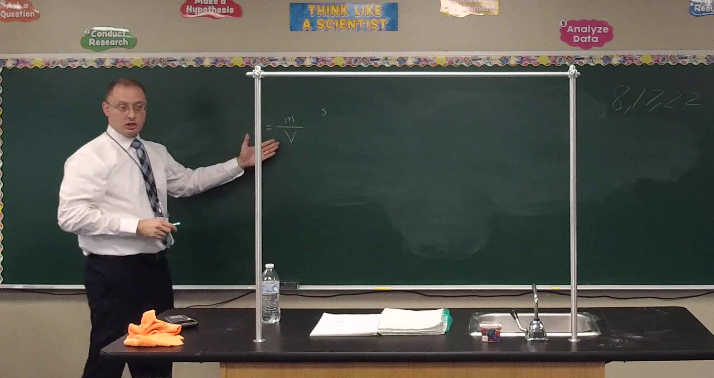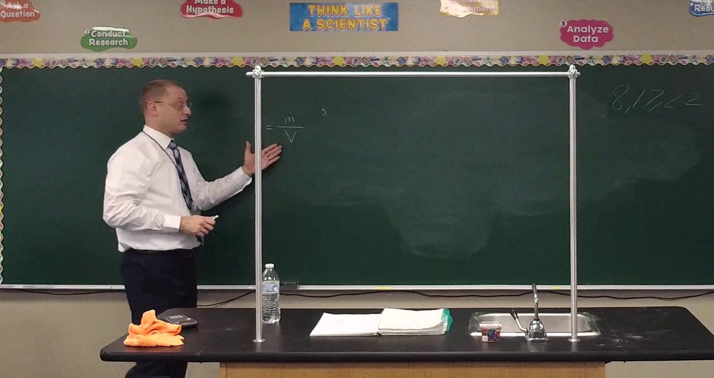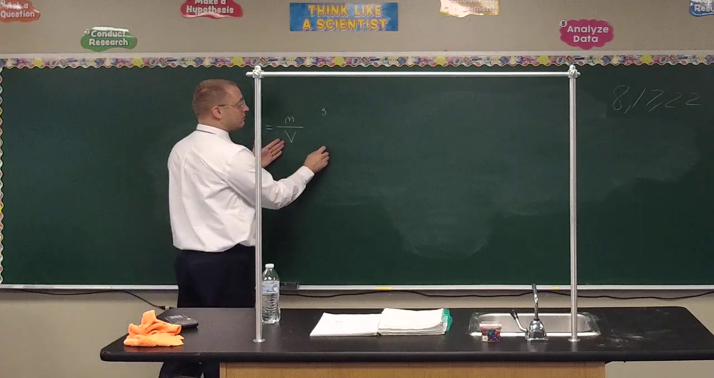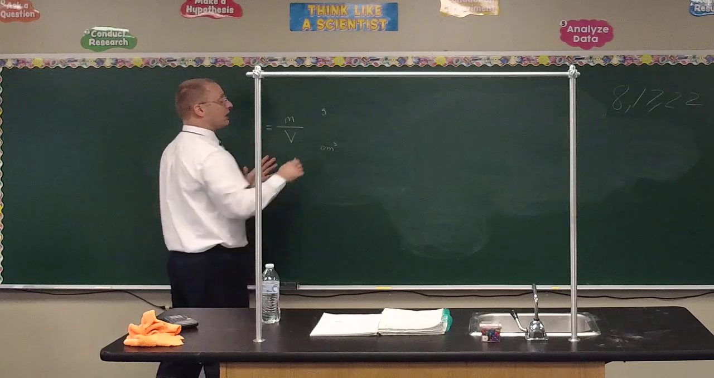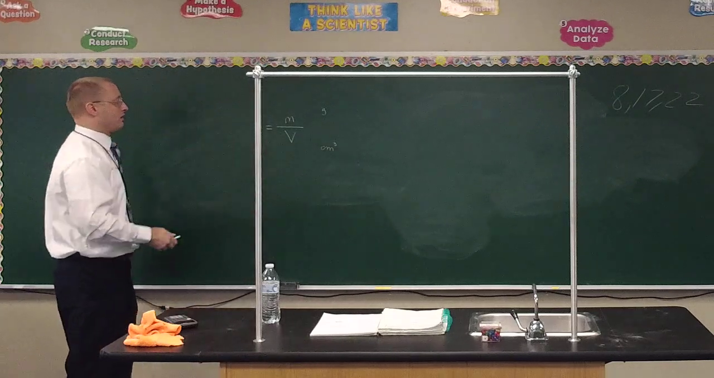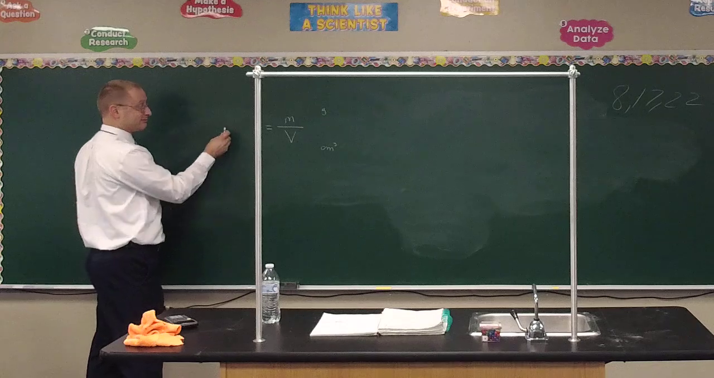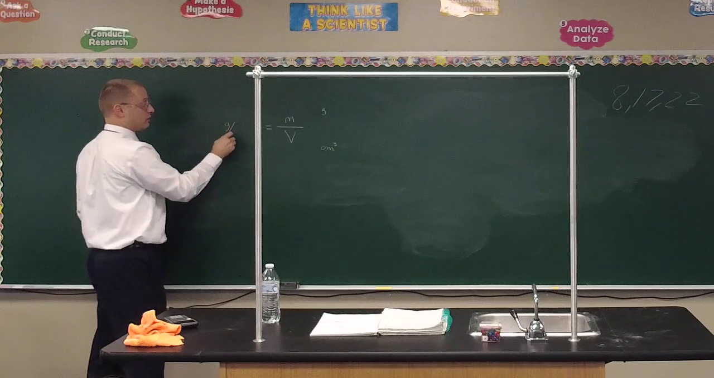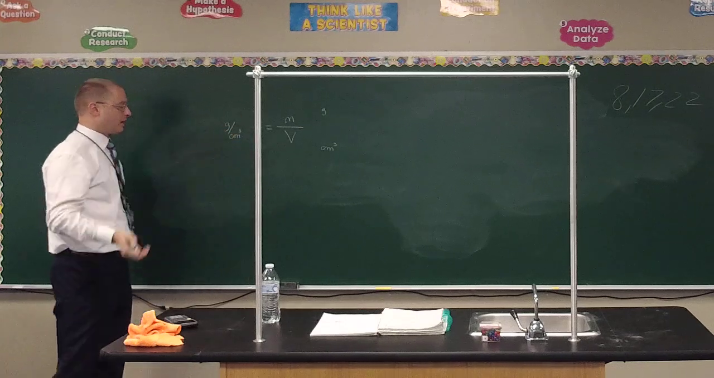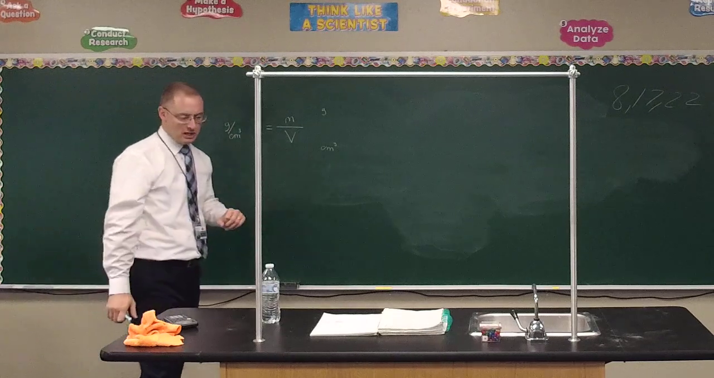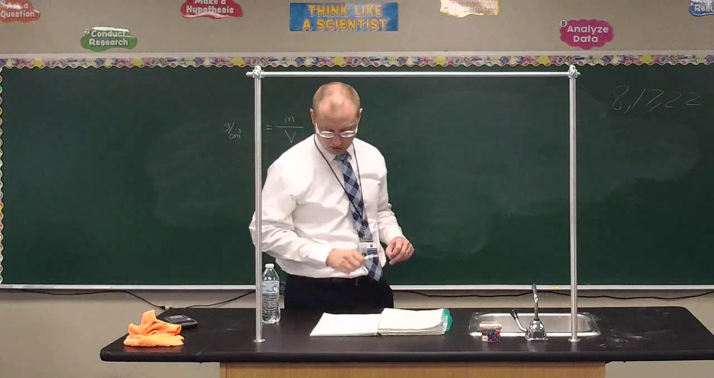And volume will be measured in cubic centimeters, or later on cubic meters. So the unit for density will be grams per cubic centimeter. It'll simply be the ratio of those units. And we practiced with those equations in our homework last night.